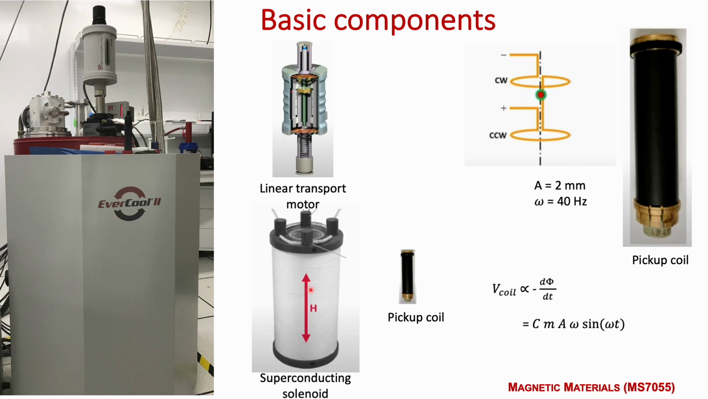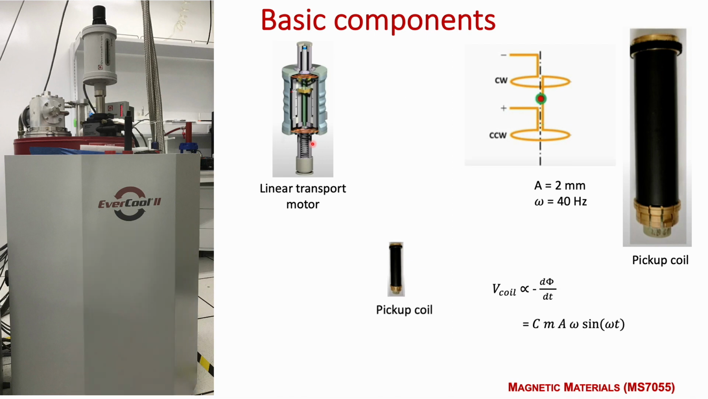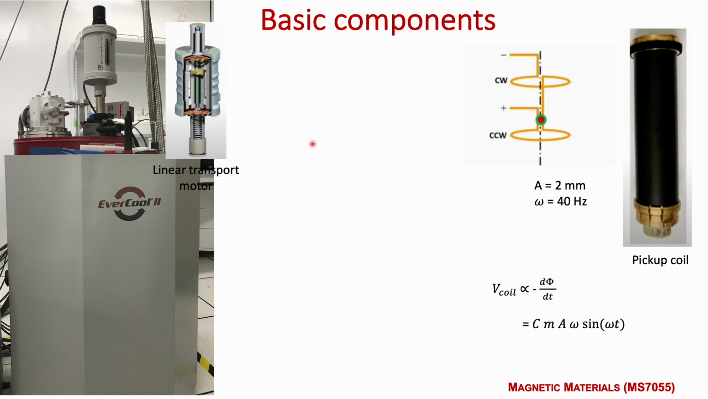The main difference between the conventional VSM and the VSM attached to the PPMS is that in a conventional VSM we use an electromagnet, while here we use a superconducting solenoid magnet and the field is in the transverse direction, along with the pickup coil and the linear transport motor, also known as the VSM head. The superconducting solenoid magnet is somewhere here in the system. The pickup coil goes inside the superconducting solenoid and this linear transport motor is here.